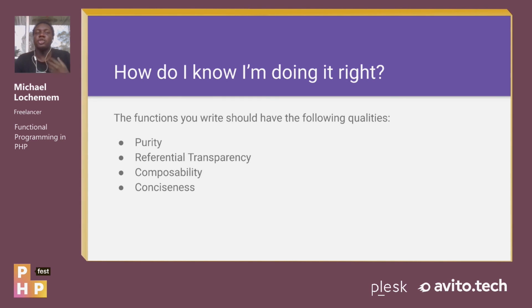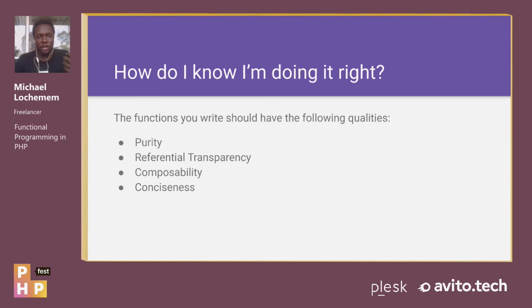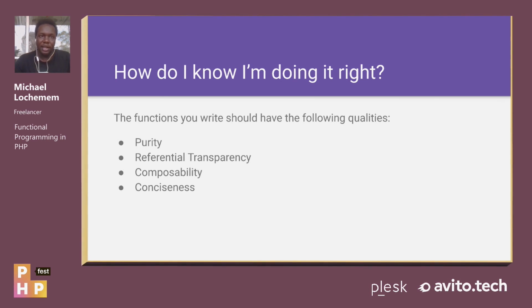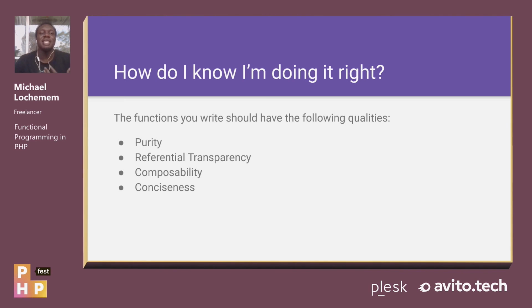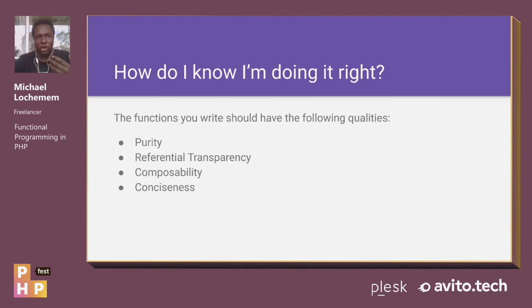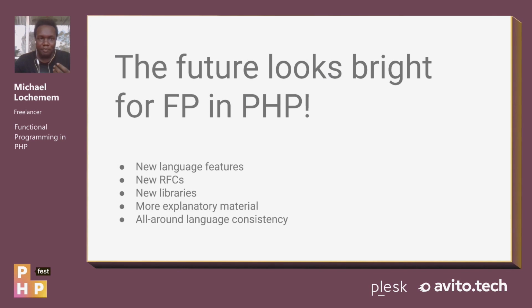All right, so how do you know that you're doing functional programming right? Your functions should have the following qualities: they should be pure, they should be referentially transparent, they should be composable, which is really important. And again, depending on the vagaries of the underlying circumstances, they should give you some aura of conciseness. They should be specific. Specificity aids in composability, because that way you can specify what you want to do, and you can enjoy the abstractness of the paradigm.